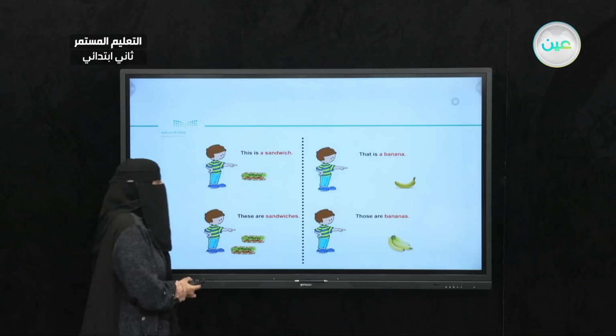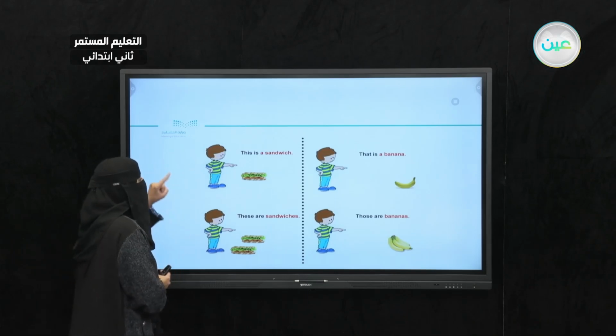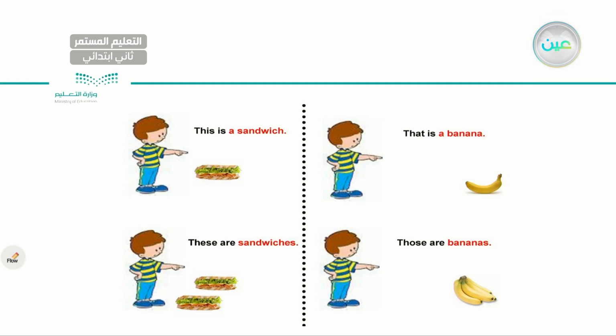Now, let's have some additional examples. As you can see here, I have a sandwich, singular, and I have sandwiches. Okay, this is a sandwich, singular. Plural, these are sandwiches. Okay, so I have singular, one sandwich, and I have plural, sandwiches. If they are near, I'll be using this and these. Moving to the other part, I have a banana and I have bananas. That is a banana because it's far away, and those are bananas because they are far away from me.